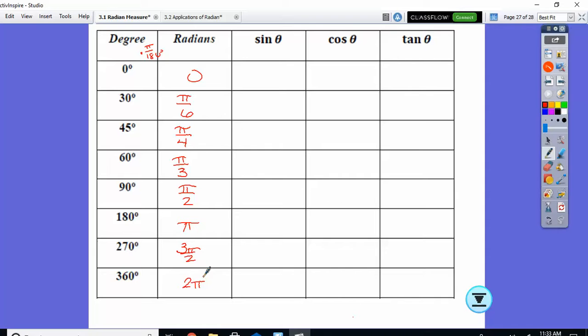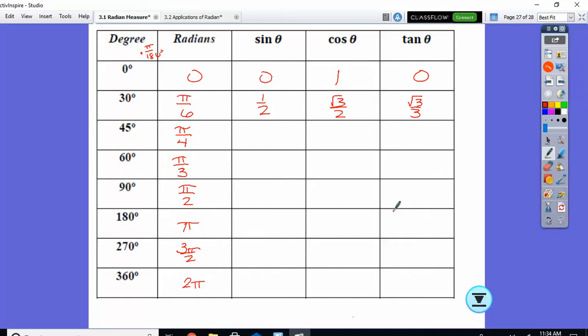Then the next sine, cosine, tangent, that's just your hand trick. So sine of 0 is 0. Cosine of 0, radical 4 over 2 would be a 1. Tangent, radical 0 over radical 4 is 0. 30 degrees, sine, radical 1 over 2. Cosine, radical 3 over 2. Tangent, radical 1 over radical 3 will give me radical 3 over 3.